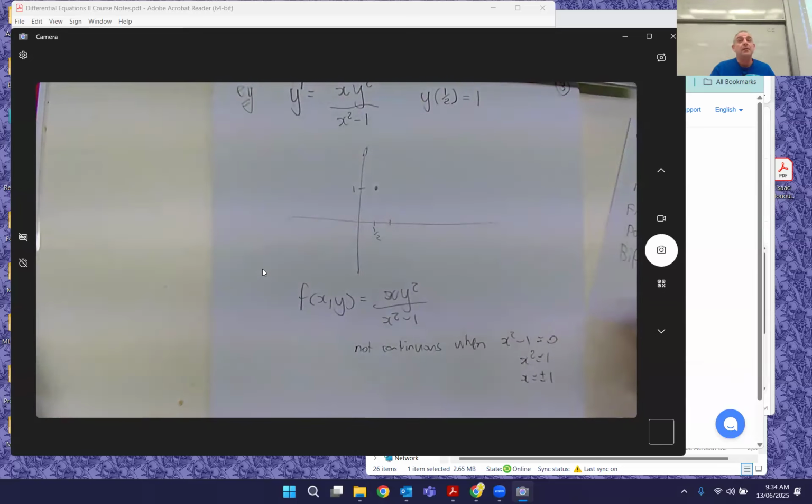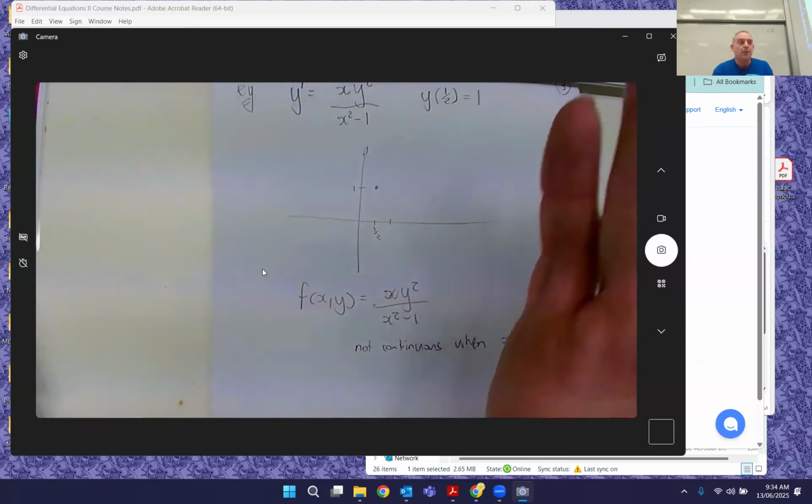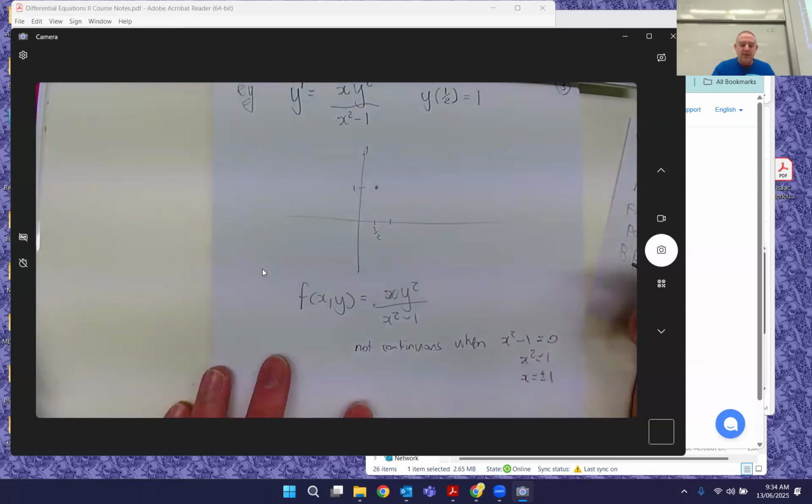And it's not bounded in any region that contains one of those places on the edge. Because if you get really close to x equals 1, the denominator will be really close to 0. And if you divide by a number that's really close to 0, you get a really huge answer. And so I can't go all the way up to 1 or minus 1. So I'm going to add that to my graph.